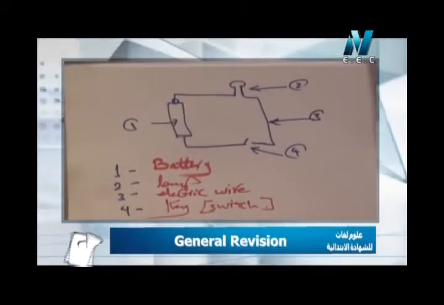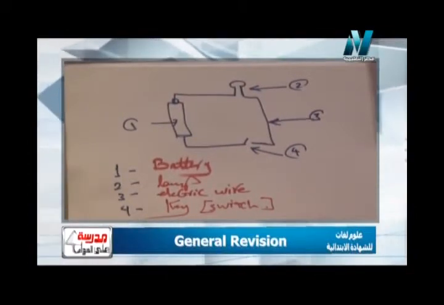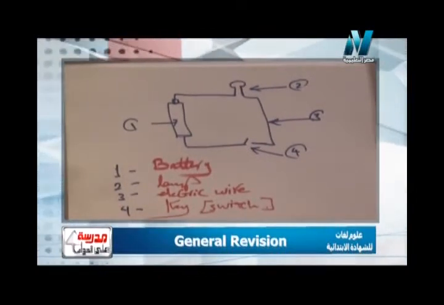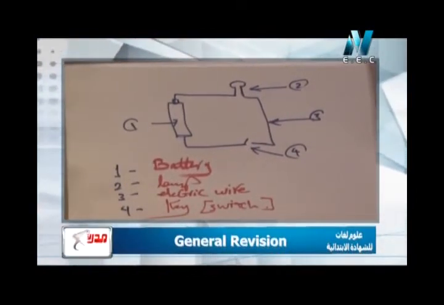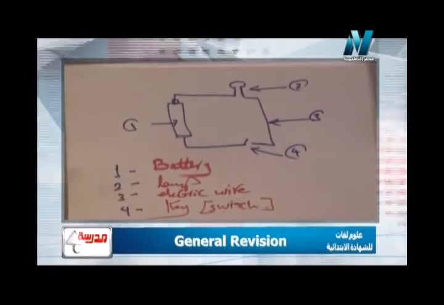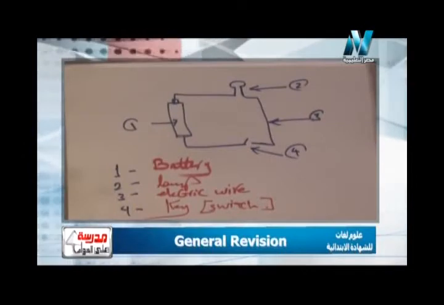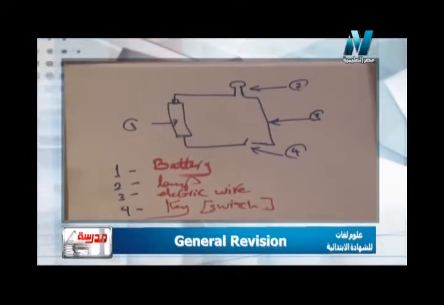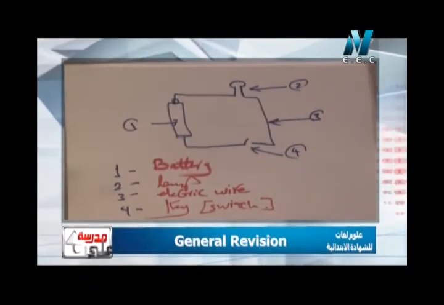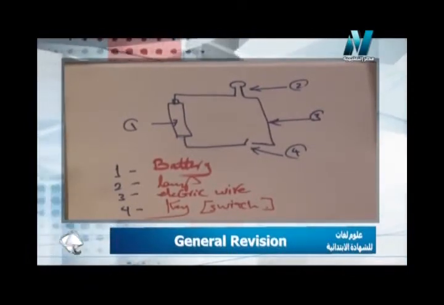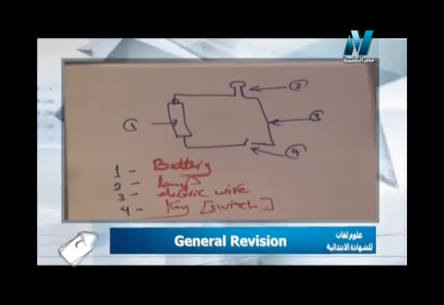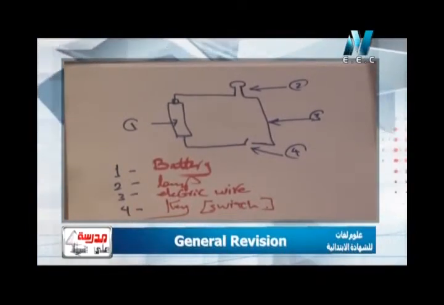So what is the importance of the lamp? The lamp is an indicator of the electric current passage. It tells me whether there is electricity or not. So again, the lamp is an indicator that gives us the presence or the absence of electricity. So what about the electric wire? It connects the electric charge or the electrons from the battery to the lamp. It carries the electricity from the battery to the lamp. So what about the key? It controls, or it opens and closes, the circuit.